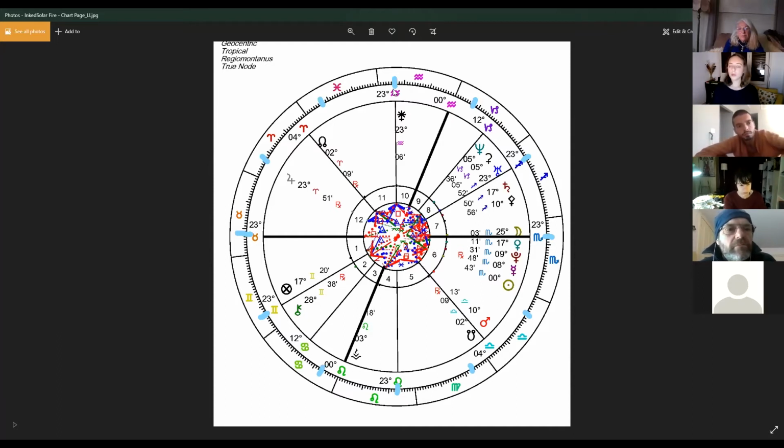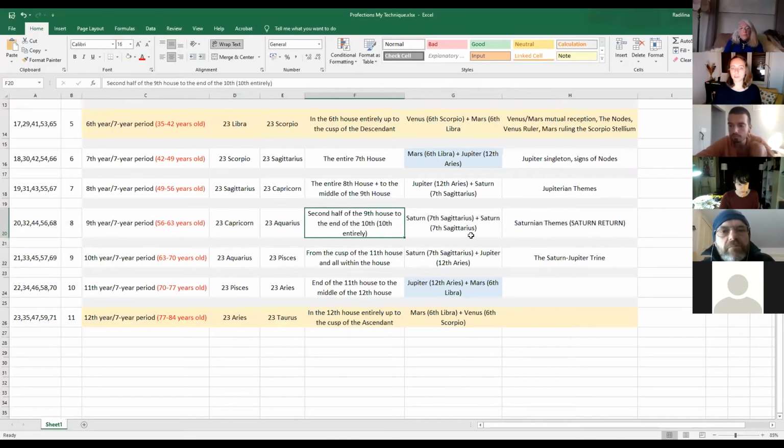So, okay, we have Capricorn and Aquarius involved in the picture. It starts from Capricorn, it ends at Aquarius. And both of these are ruled by Saturn. Going back here, we've got 2 times Saturn: Saturn in the 7th Sagittarius and Saturn in the 7th Sagittarius. So these are the 2 pointers I've got.